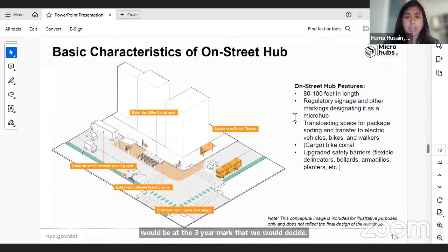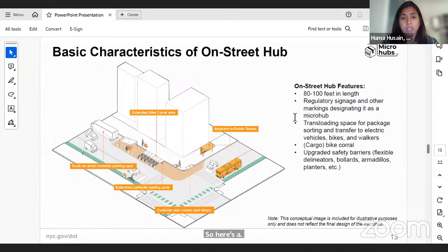So here's a conceptual image of what a microhub could look like on the curb. This would be about 80 feet of curb space, 4 parking spaces. It would provide an area for a truck to pull over, to park, to offload their goods and sort in the designated area that would be protected, again, for safety reasons for both pedestrians and the workers within the space, and then provide an area to transfer to the sustainable mode of their choice. In this image, it's a cargo bike, but they could also be using hand carts or an electric vehicle.